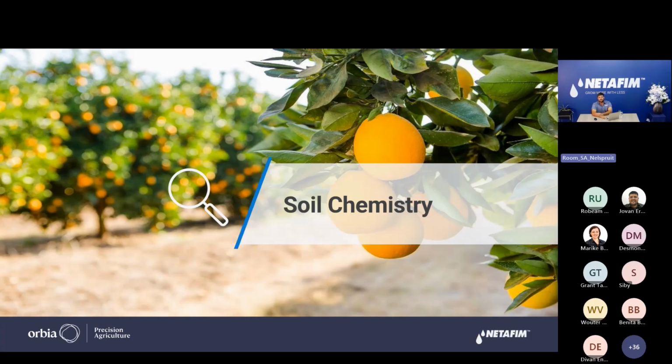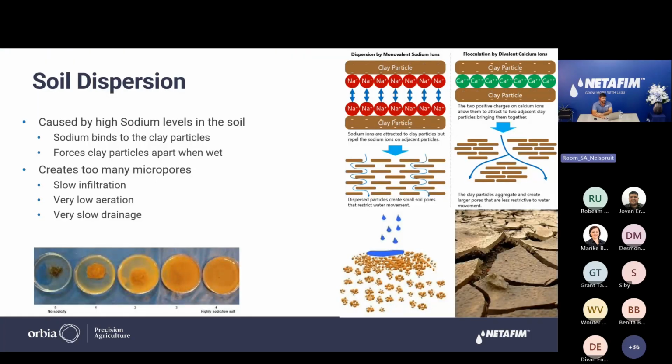A little bit on soil chemistry. I'm just going to touch on soil dispersion, which is caused by very high sodium levels in the soil. So what does the sodium do? It binds to the negatively charged clay particles and forces these clay particles apart. As we saw in previous pictures, our clay particles are negatively charged and they are packed quite neatly, as you can also see in this example here. Normal soils tend to have a lot of calcium, and calcium is good for the structure.